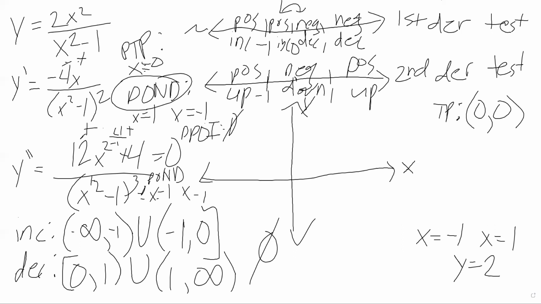So my big question for you is, are -1 and 1, first of all, are they turning points? And second of all, are they points of inflection? And the answer to that should be a big resounding no, because ponds are not points of inflection, and they are not turning points. So then we can do our intervals of increase, decrease.